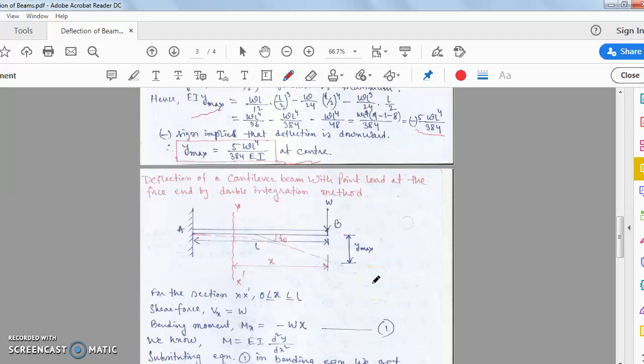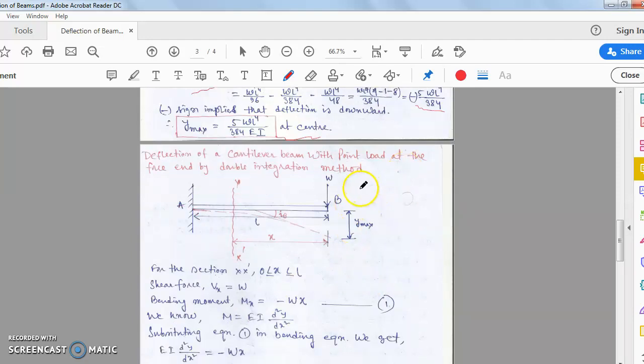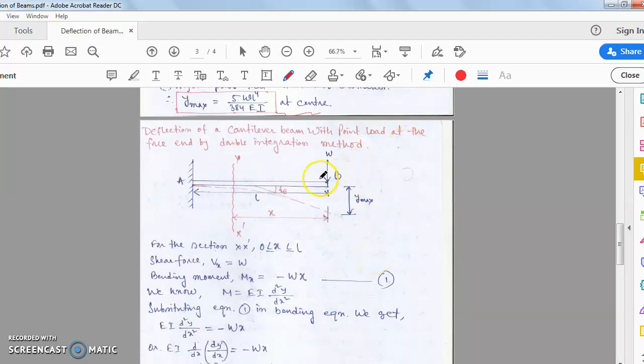Now deflection of cantilever beam with point load at the free end by double integration method, okay? So this is the cantilever beam AB. One end is absolutely fixed, another end is free. So at the free end, W is the amount of point load that is acting on the free end. The span is L. We will take a section x dash at the distance x from the right hand side.